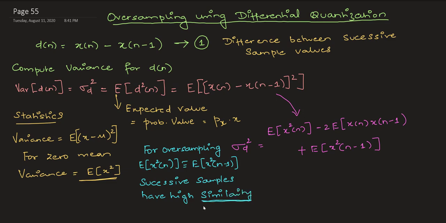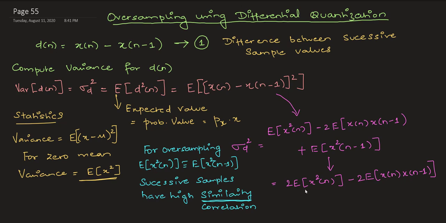Now let us see what 2 e of x of n and x of n minus 1 is. That is going to be a little tricky because it takes two successive samples. If I write that as sigma x square since they are approximately equal, everything will cancel out and you get a variance sigma d square equal to 0. We don't want that to happen. So I'm going to introduce an approximation for e of x of n and x of n minus 1.